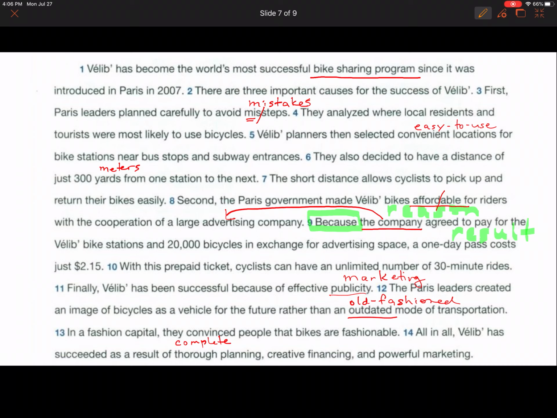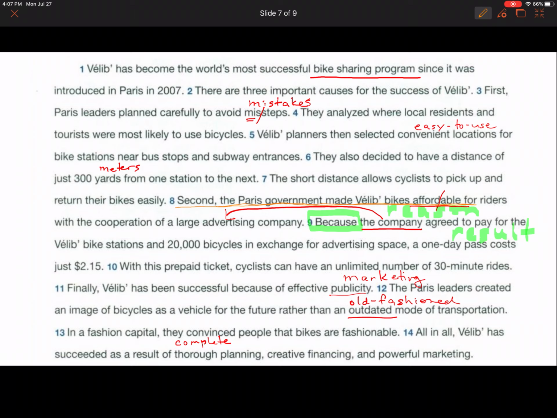So this is a detailed explanation of what point? Okay, the Paris review here, the Paris government made Vélib bikes affordable. Do you agree that we learned how through a detailed explanation? Okay, they made the program affordable. Okay, let's look at the last point. Sentence 11. Finally, Vélib has been successful because of effective publicity or marketing, successful marketing.